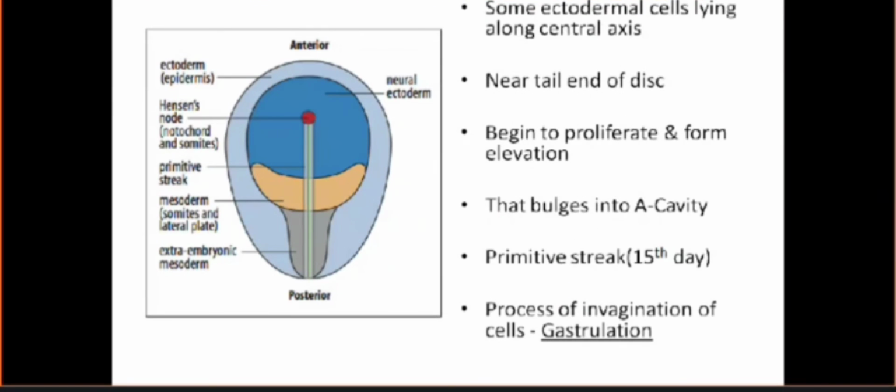There are cells involved, pluripotent cells. Now, soon after the formation of the procaudal plate, some ectodermal cells lying along the central axis near the tail end of the disc begin to proliferate to form an elevation that bulges into the amniotic cavity. Like that, this primitive streak is seen on the 15th day of development. And the process of invagination of these cells from the caudal end is called gastrulation.